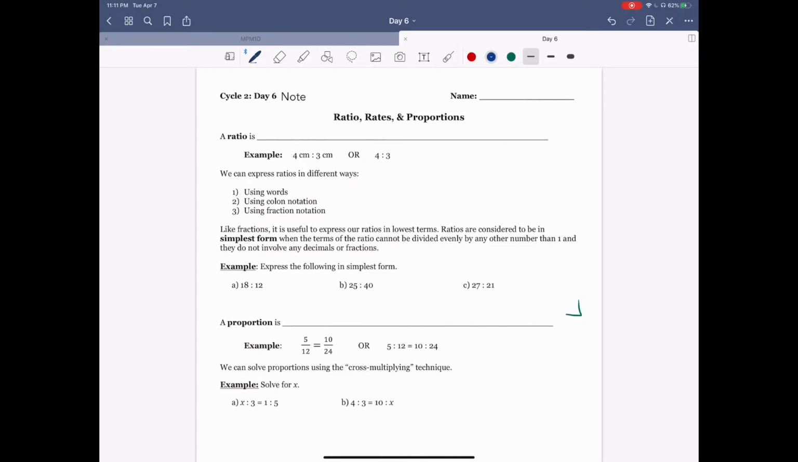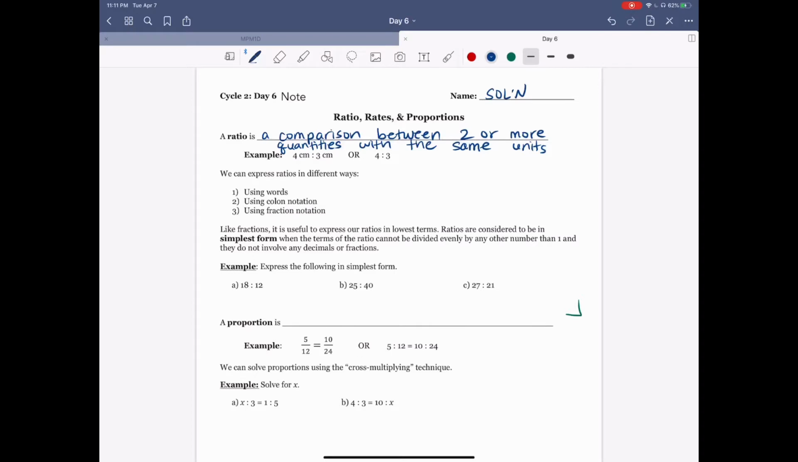Okay, so cycle 2, day 6, ratio, rates, and proportions. So a ratio is a comparison between two or more quantities with the same units. So for example, 4 centimeters to 3 centimeters and 4 to 3.